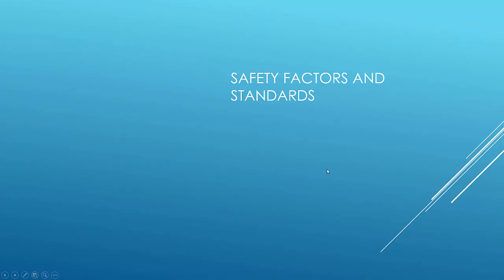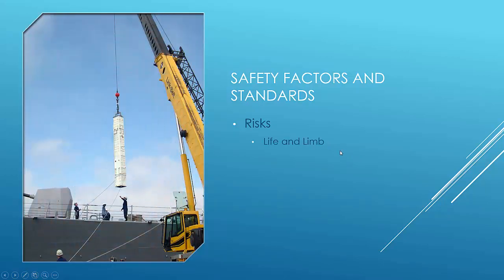Last but certainly not least, other safety factors and standards are in play. What are maybe some additional risks to life and limb? This crane has many parts that are very important for the safety of these workers. And on top of that, if this load were to fall, the load could be damaged, the turret here could be damaged. So there's risks to property as well.